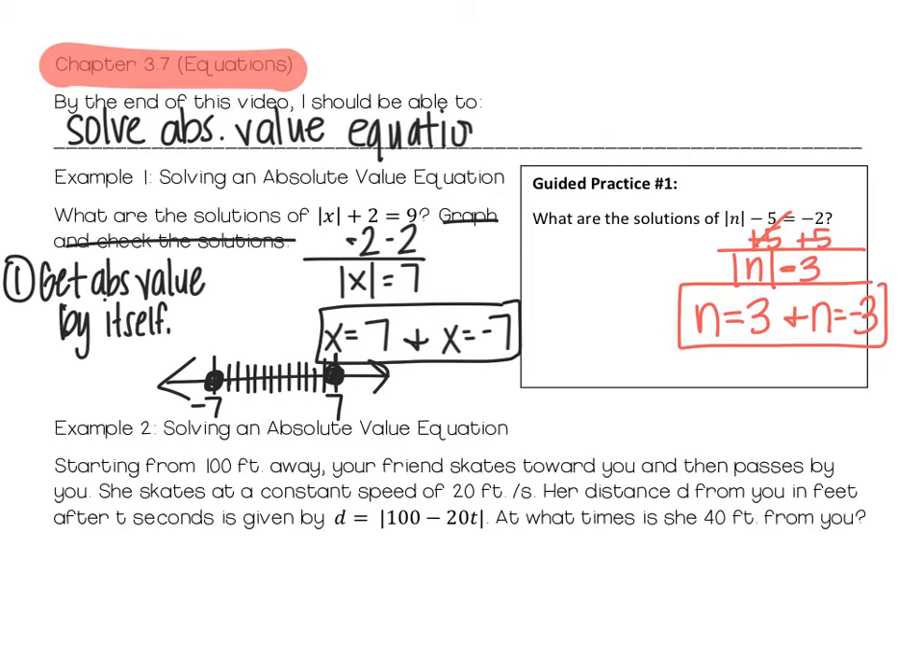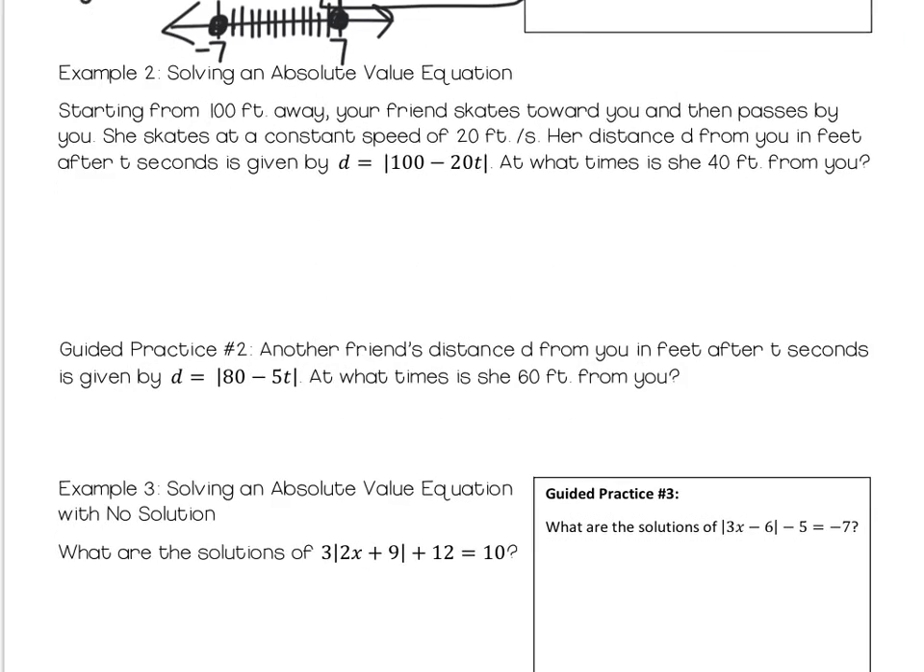It doesn't say to graph it here, so we won't. But if you did, you would just draw a number line and put a dot on 3 and a dot on negative 3.